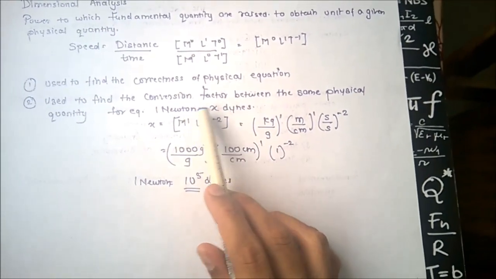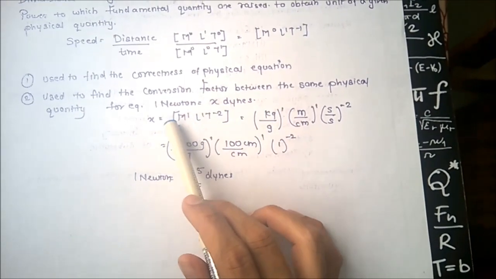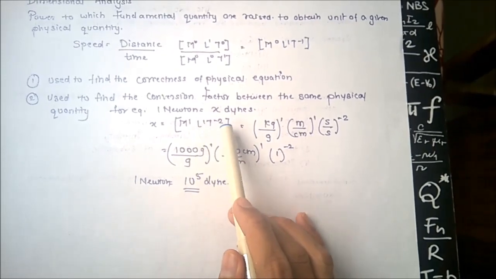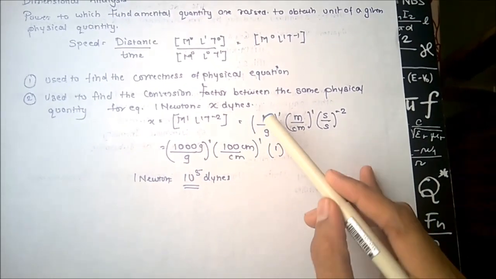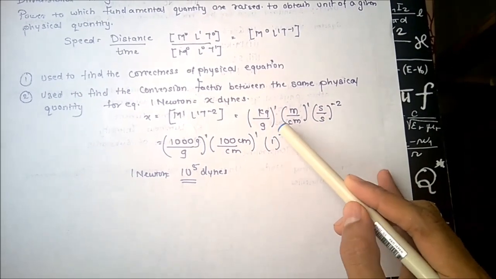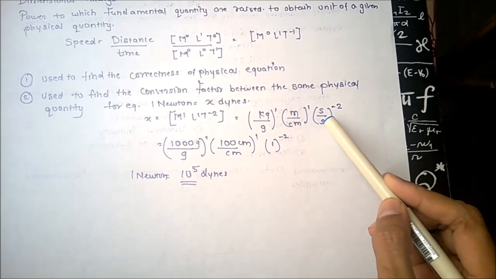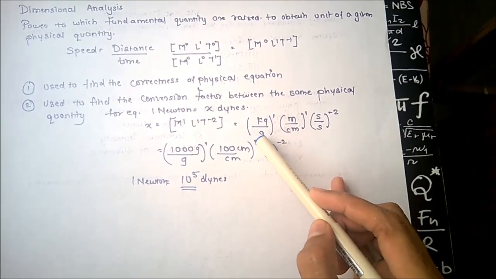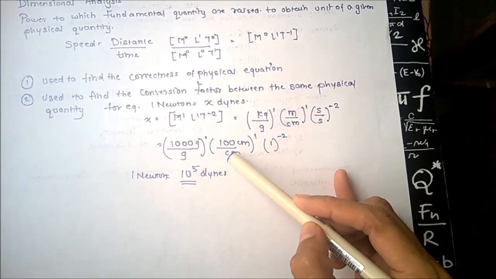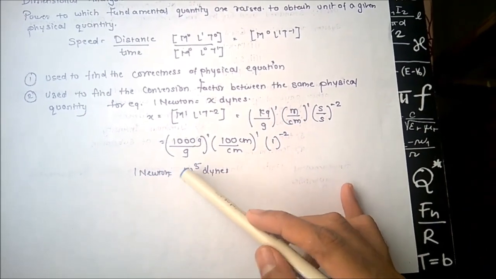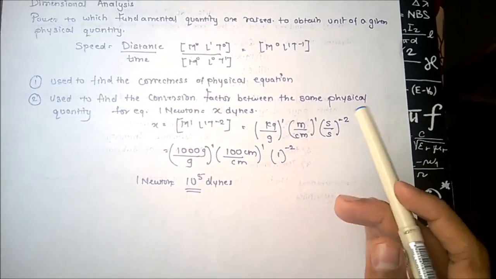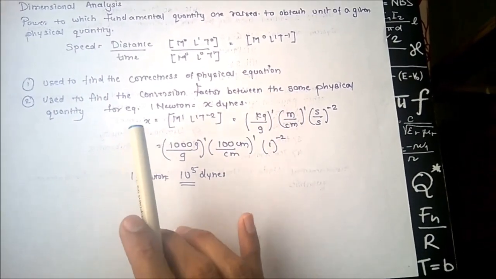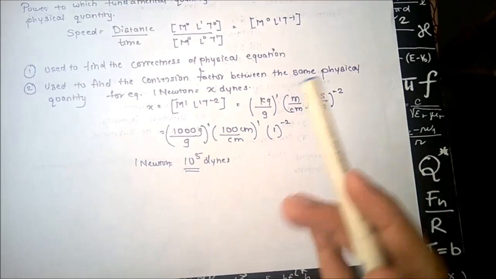Also, in order to convert any quantity into a different unit, say 1 Newton, we don't know how many dynes it is, so we can write 1 Newton is x dynes. We have the dimensions for Newton, that is M^1 L^1 T^-2. We write it in kilograms, meters, and seconds, and below we have grams, centimeters, and seconds. We convert each factor: 1000 grams per kilogram, 100 centimeters per meter, and 1 for seconds. So we get that 1 Newton is equal to 10 to the power 5 dynes. In this way we can use dimensional analysis to get a conversion factor from one unit of a physical quantity to another.